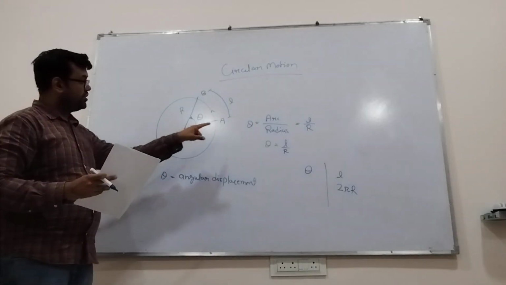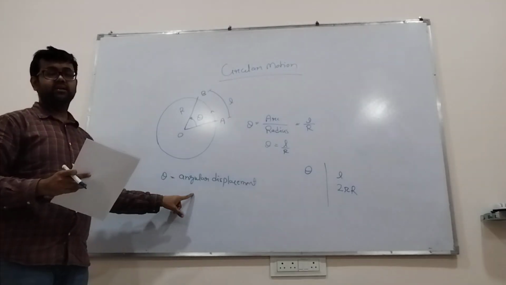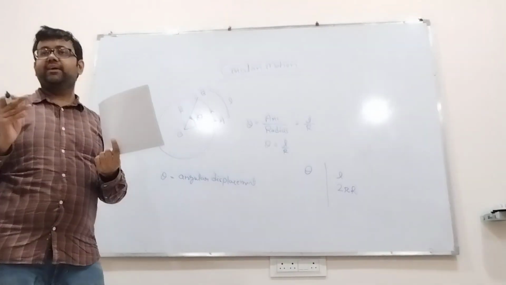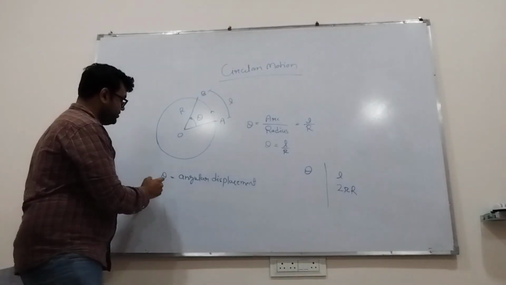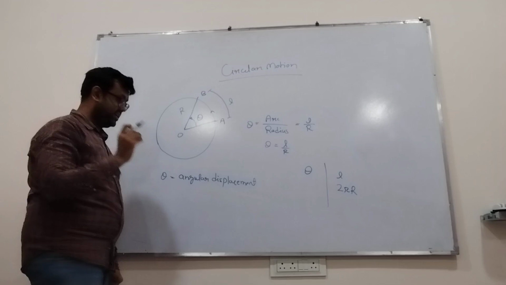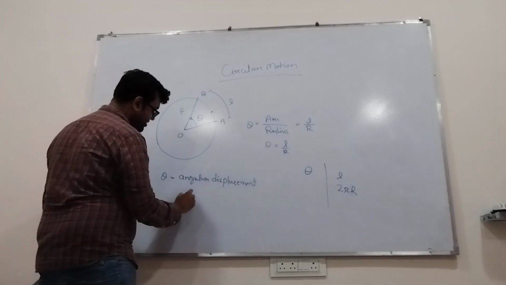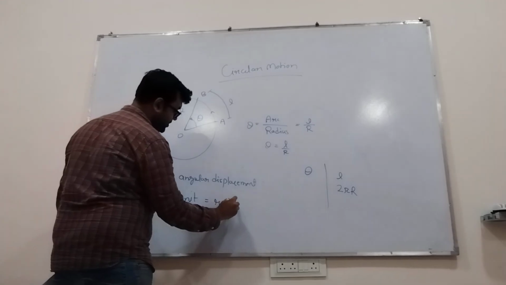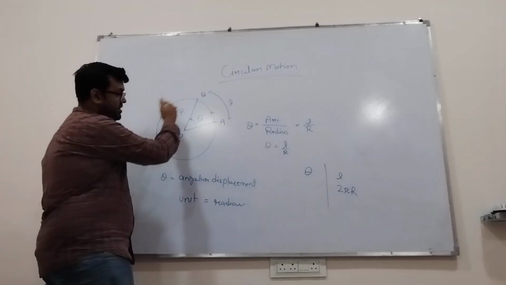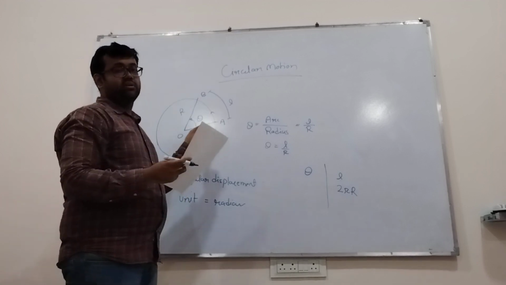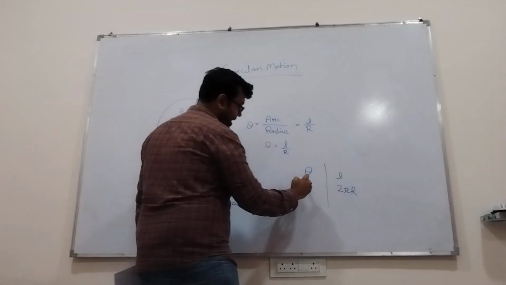See, the unit of the angular displacement is nothing but the radian. The SI unit of angle is nothing but the radian, right? So in the same way, the angular displacement will have the unit of radian. So what is the unit of angular displacement? It is radian. So how many radians has the object moved? It is 2 pi, right?